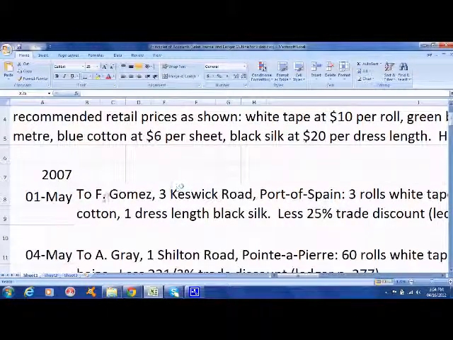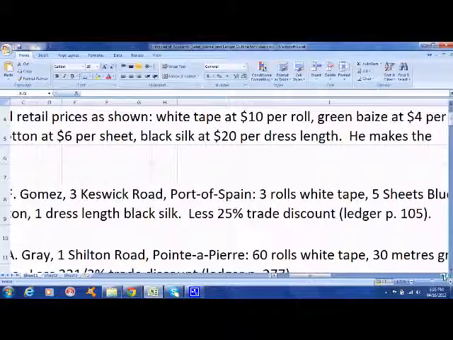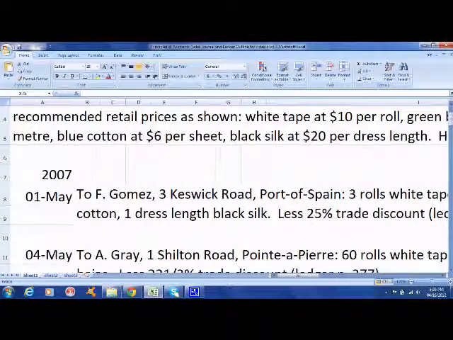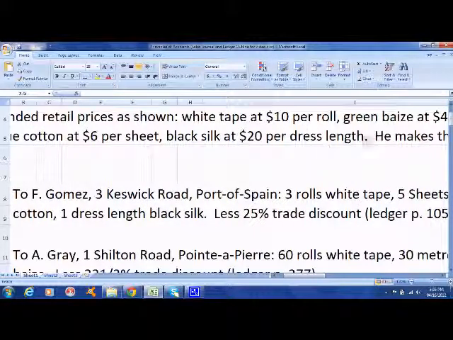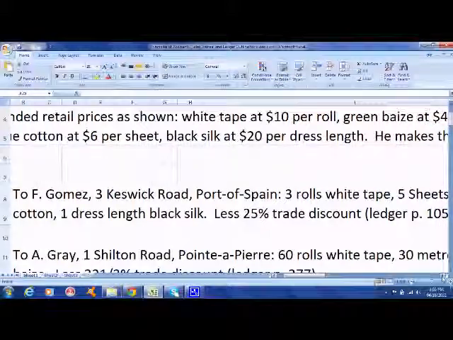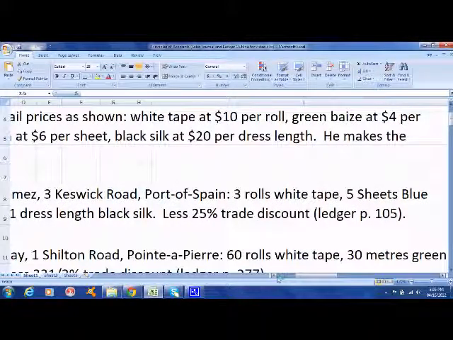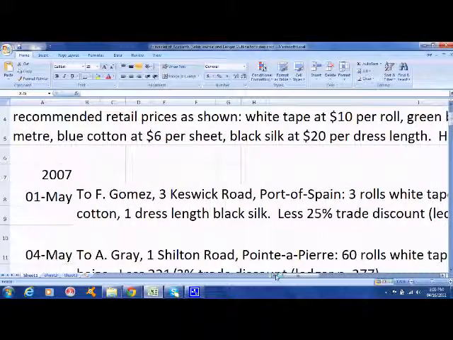2007 May 1 to F. Gomez, 3 Keswick Road, Port of Spain, 3 rolls white tape, 5 sheets blue cotton, 1 dress length black silk, less 25% trade discount. Remember now that white tape costs $10 per roll. Green bias costs $4 per meter, and blue cotton costs $6 per sheet, right? Black silk costs $20 per dress length, right? Those are the figures that we'll be using.